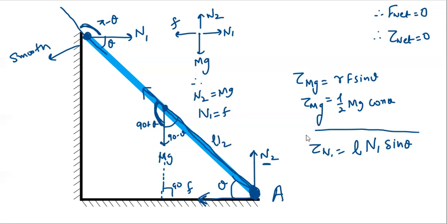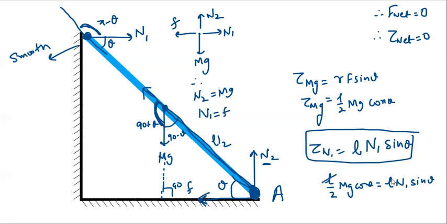So basically, we have the two torques. But since the body is in equilibrium, you can equate the two torques because they will both be cancelling each other, as net torque is 0. So L N1 sine theta equals L by 2 mg cos theta. L and L will cancel out. And you can see N1 will be equal to mg by 2 cos theta upon sine theta, which is cot theta. So this is how you have to calculate torque when the body is in rotational equilibrium.